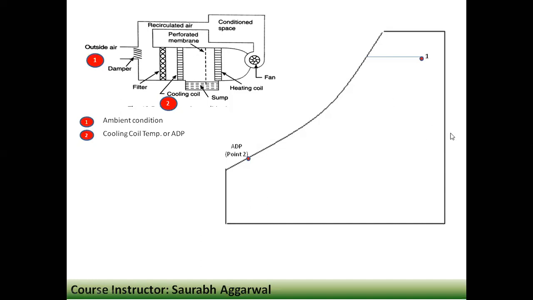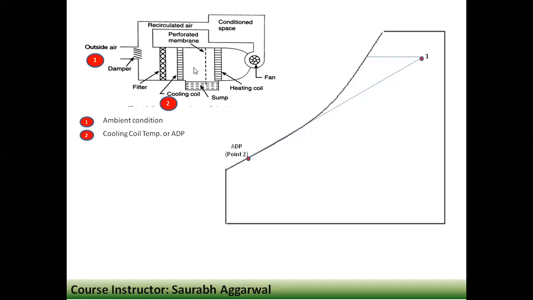The air will start to dehumidify, and we will reach here, and you can see it. This process is a sort of cooling and dehumidifying, and it can be represented by this straight line also. Now it is the case when we are having no bypass factor.